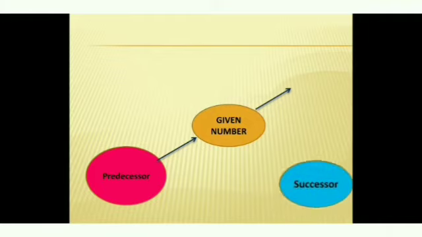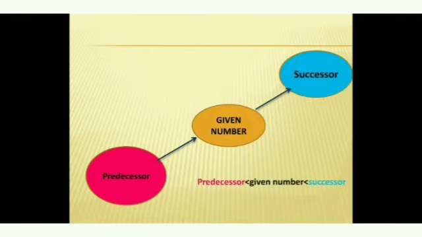Graphically or pictorially, I can say that my orange circle shows me a given number, and my predecessor will always be 1 less than my given number. So the predecessor is coming below the given number, and when I add 1, the arrow goes up and I get my successor. So I can say that my predecessor is lesser than the given number and my successor is greater than the given number. So amongst the three, the predecessor is the smallest number and the successor is the largest number.